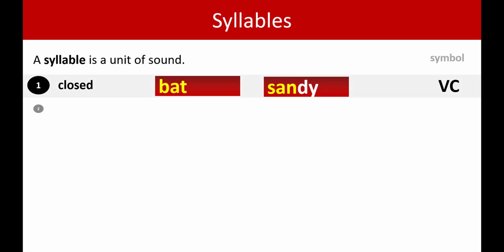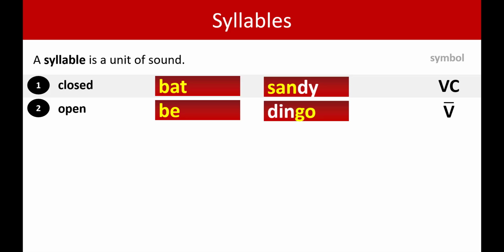The next type is open syllable. Here's an example. Be. The symbol is V for vowel, and it's a long vowel. So you can see that we have the E from be. Here's another example. Go in the word dingo. That is an open syllable.